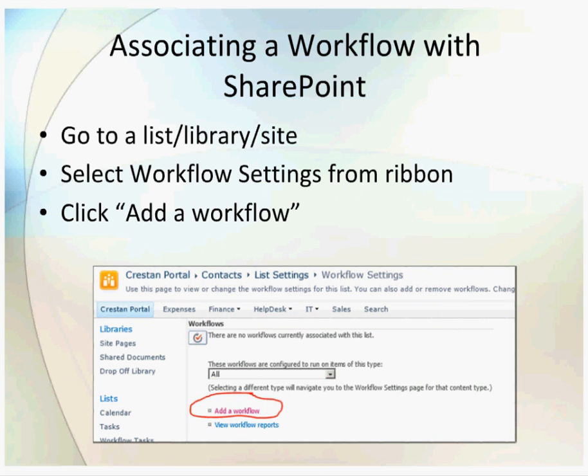The way you go ahead and associate a workflow with SharePoint is when you're in a list or a library or a site, you go to Workflow Settings from the ribbon and click Add a Workflow. And here, in fact, is an example of that right here. We're inside of a shared document library. Actually, no, I take that back, a contacts list. And we want to create a workflow to run on contacts. So all I did was go into Workflow Settings. One of my choices is to add a workflow.